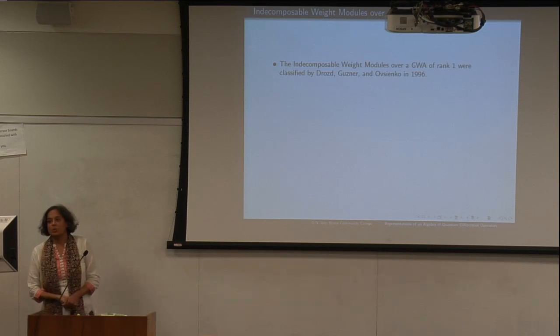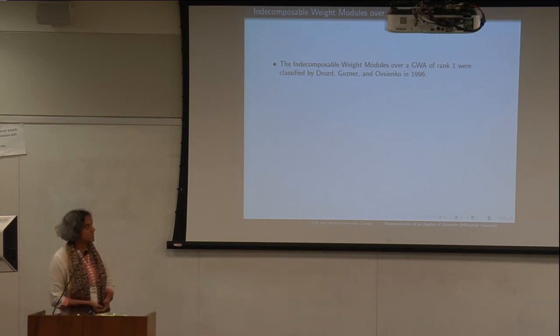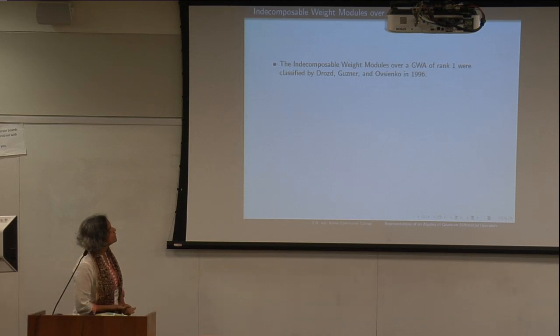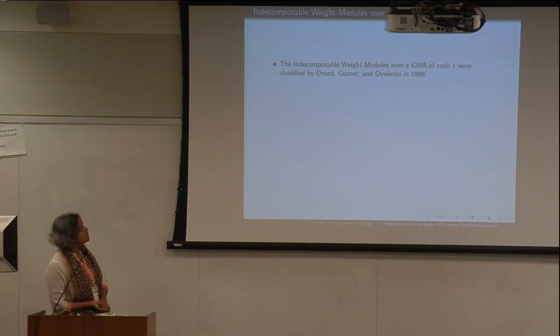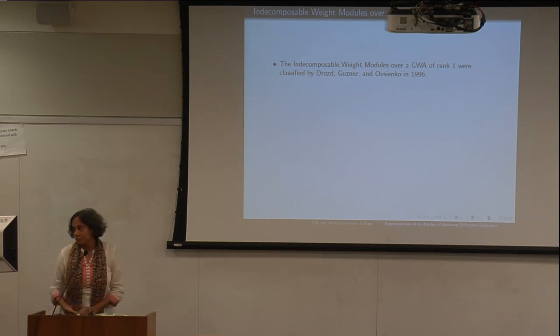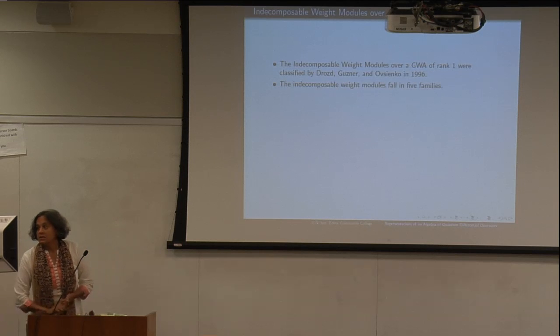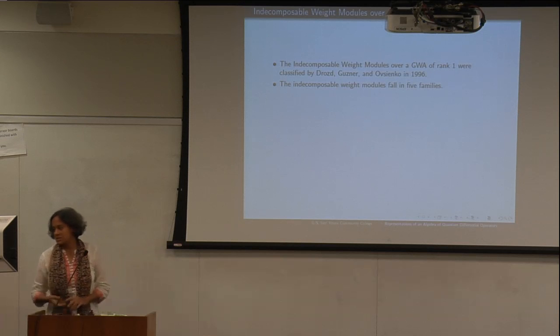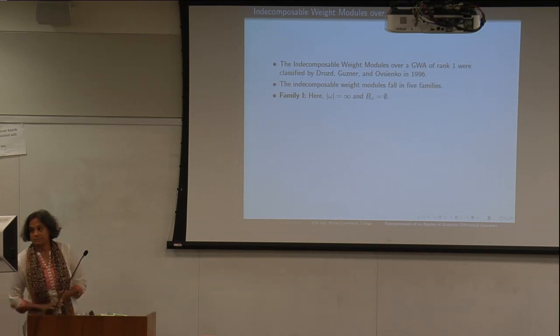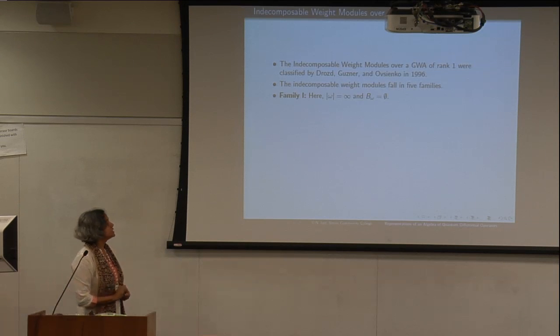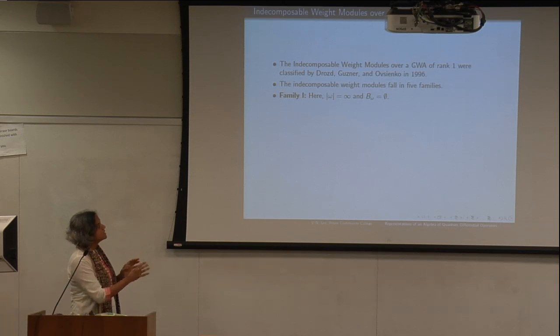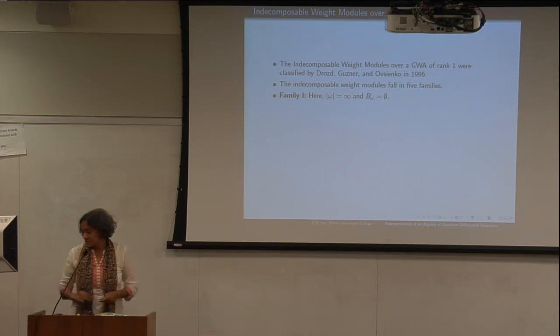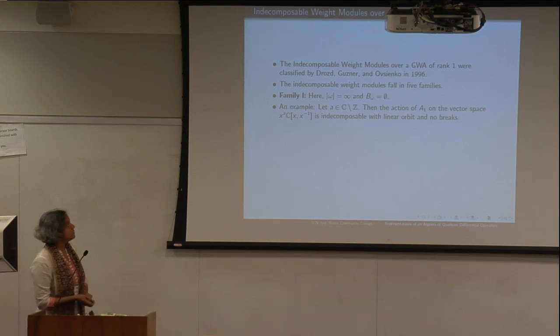So indecomposable weight modules over the generalized Weyl algebra of rank 1 were classified by Drozd, Guzner, and Ovsienko. They fall into 5 families, basically. Here, in the first family, your orbit is infinite. That's called a linear orbit, and there are no breaks.